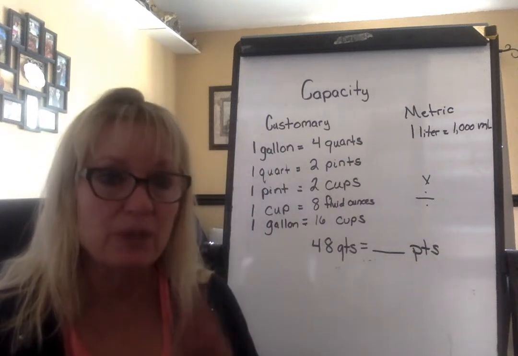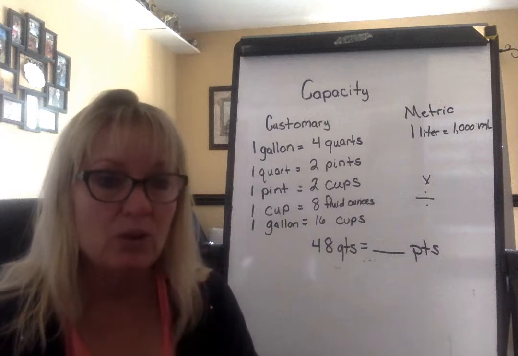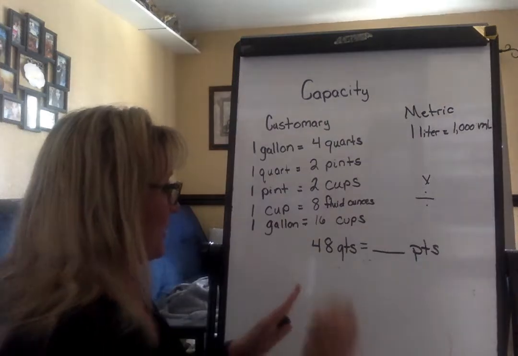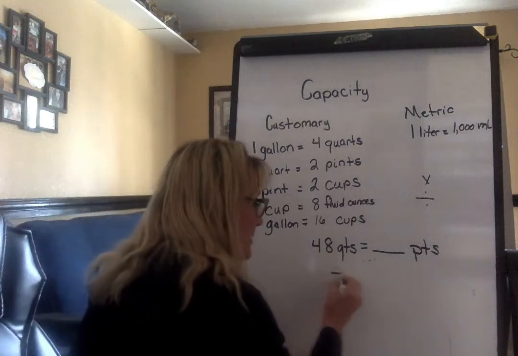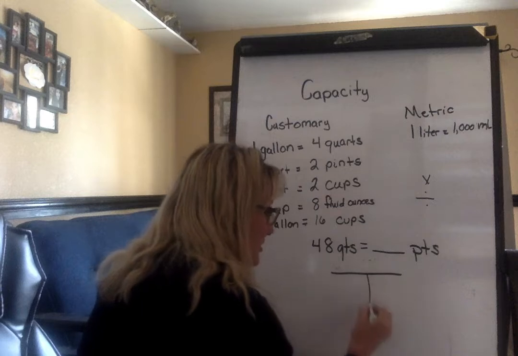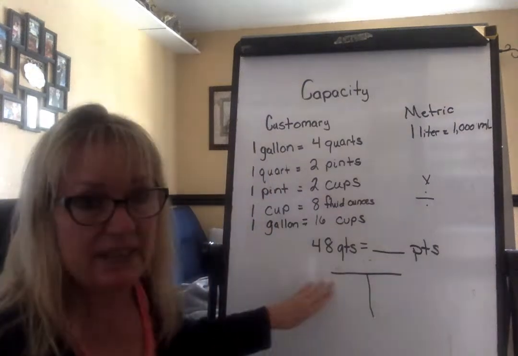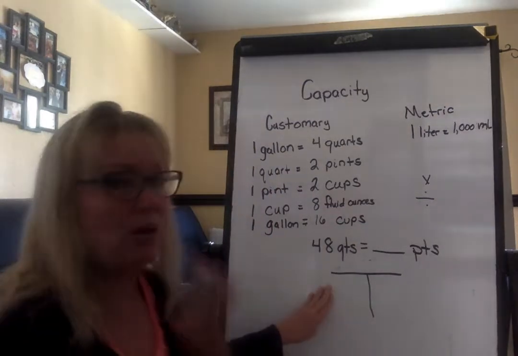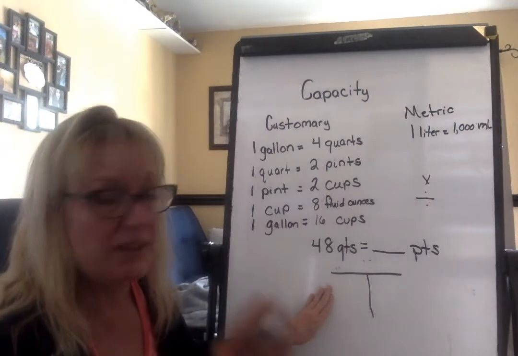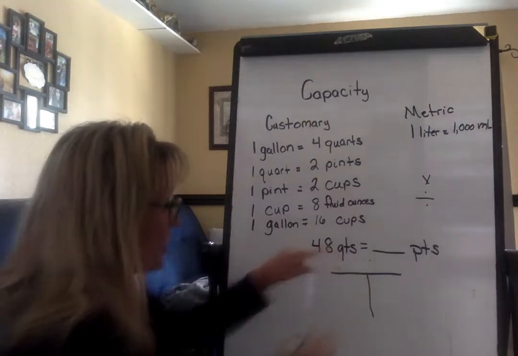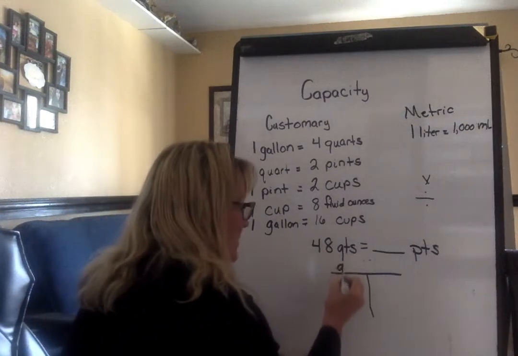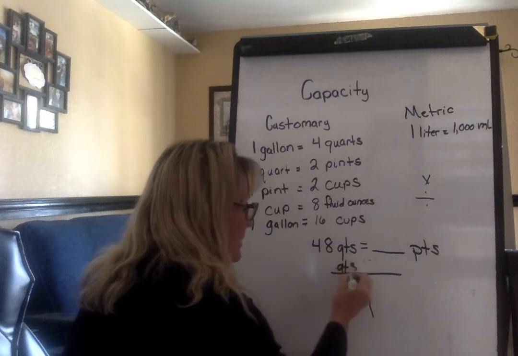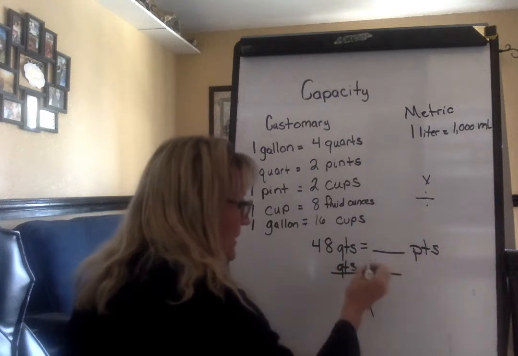Okay? Now, this is a super easy problem. Here is our tool that we're going to use. Okay? We're going to use the T-chart. So don't stop and don't get confused, but draw your T-chart. Now, on the left side of the T-chart is always going to be what you know, the unit that we know. We know quarts. So I'm going to put it here. And I want to know pints.